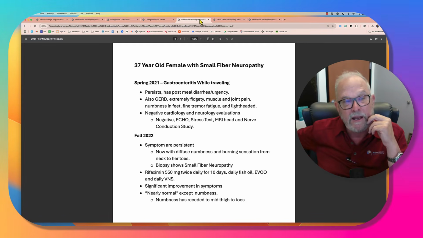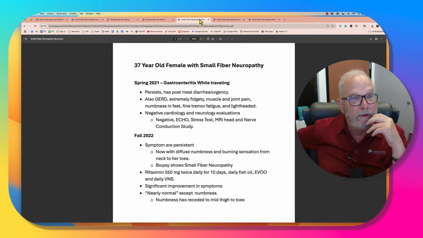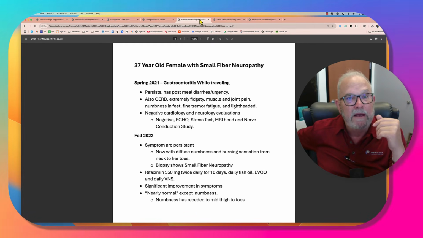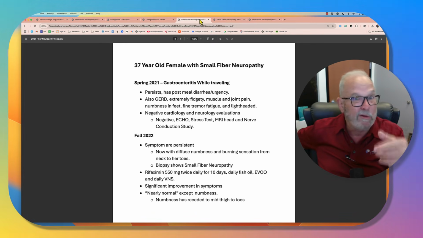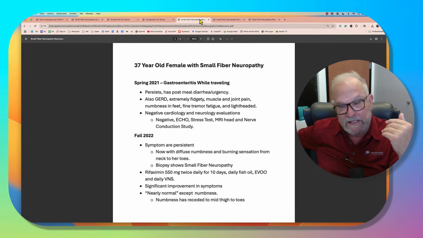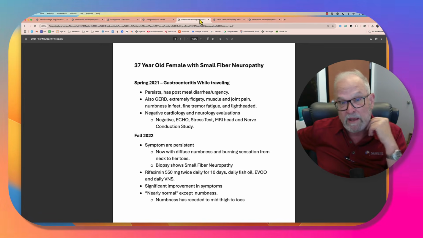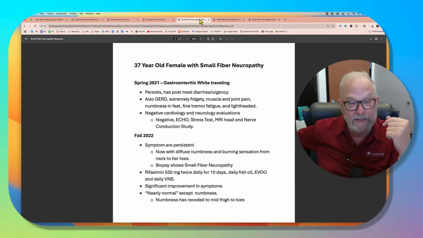She had just gotten a biopsy showing small fiber neuropathy. Again, remember, that's how you have to diagnose this. But they told her there's nothing you can do. So she comes and sees me. She has these GI symptoms that are suggestive of SIBO that got triggered by that gastroenteritis.